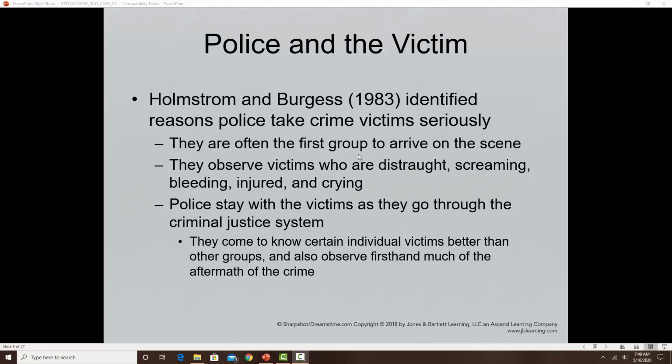And it's really important that the police not only be professional and do their jobs, but also have empathy when they see that a victim is suffering, because that can really set the tone for the victim's attitude as they go through the criminal justice system. Police often stay with victims as they go through at least the beginning parts of the criminal justice system, especially through the investigation. But once the case is handed over to the district attorney, the police are not really involved anymore.